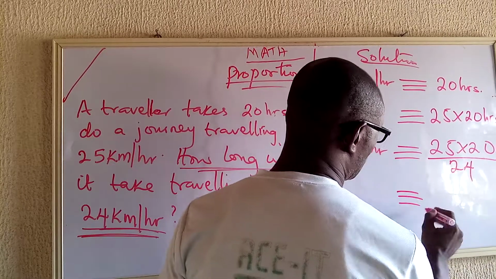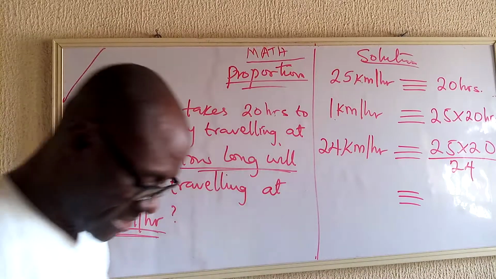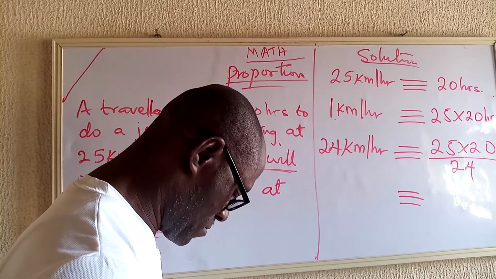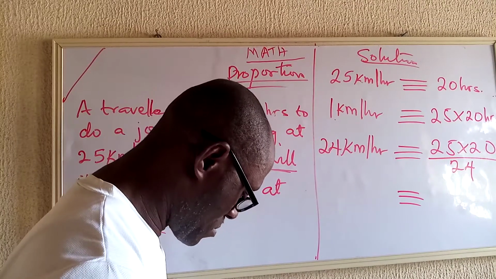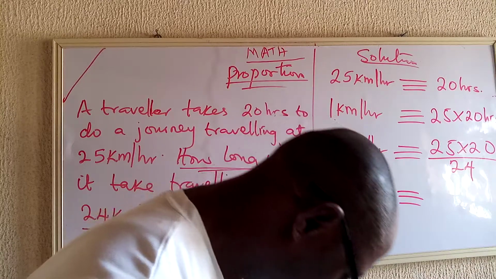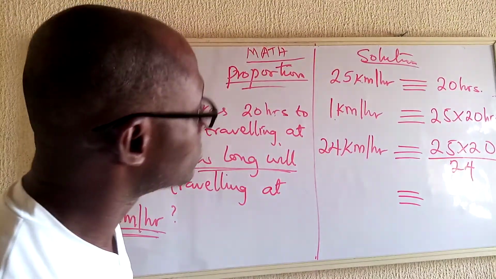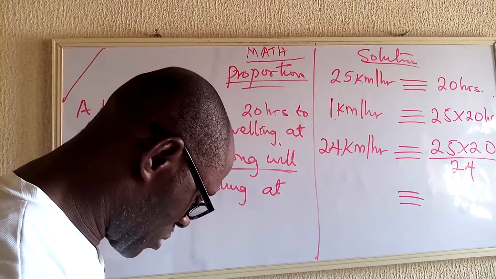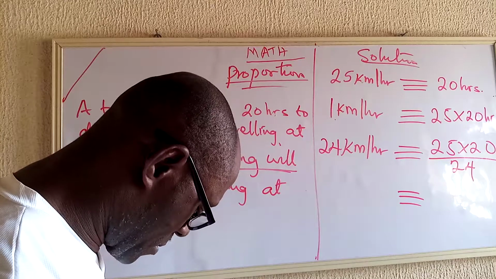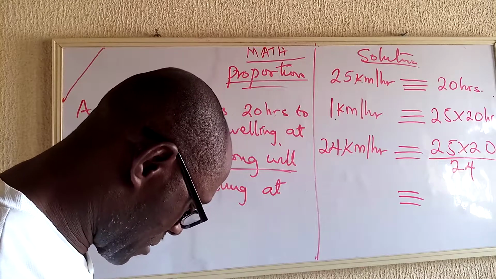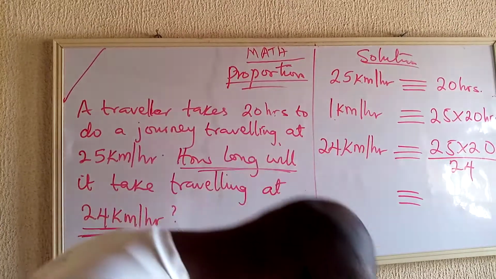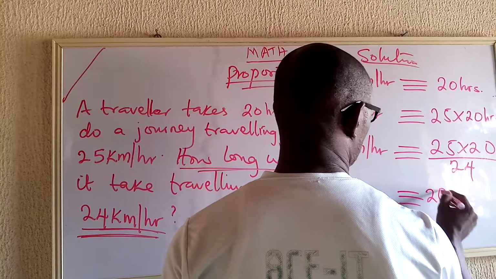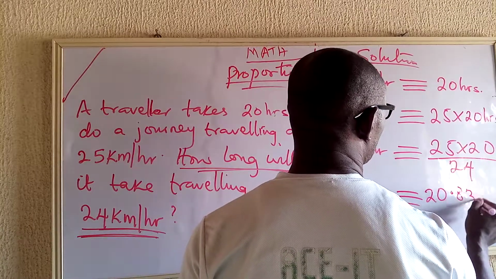So let's do the calculation and see what we get. Let me do the multiplication again. 25 times 20 divided by 24. Yes, that's 20.83 hours.